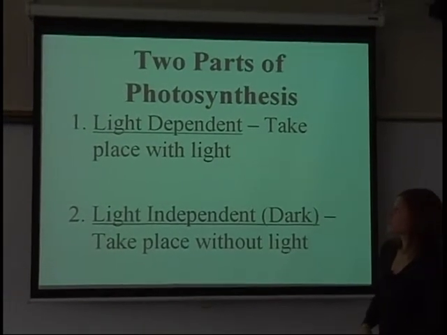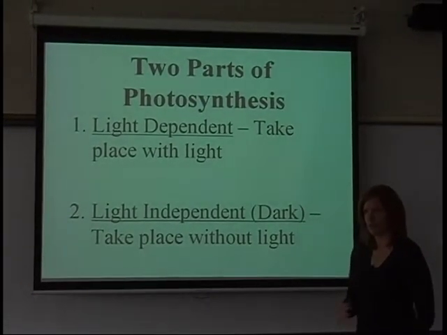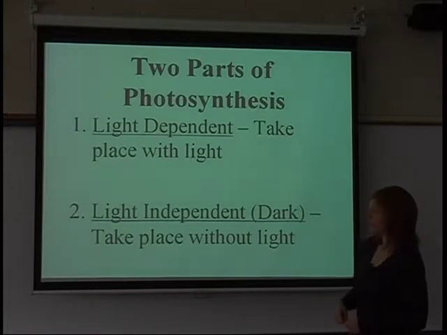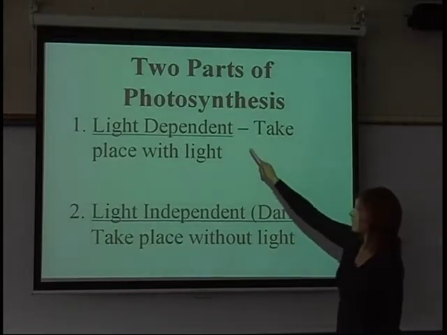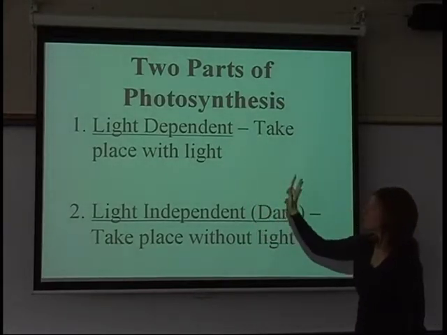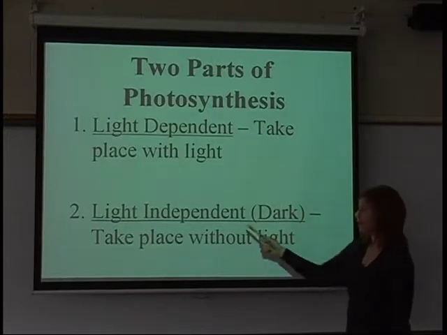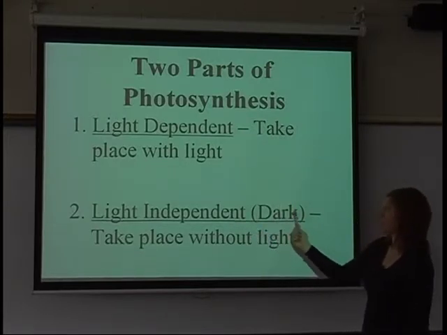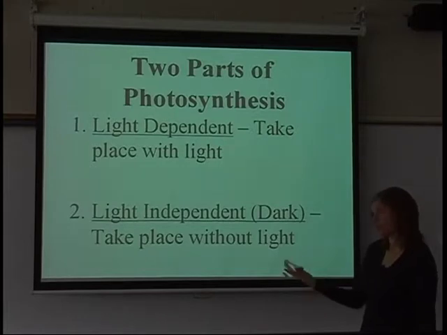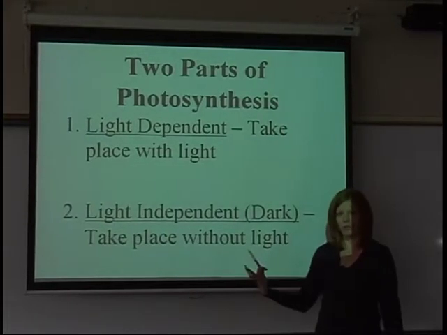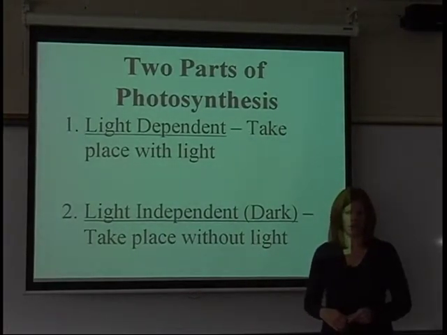In photosynthesis, there's two parts that actually make the photosynthesis occur. Number one, you have light-dependent reactions that take place with light, and then you'll have the light-independent reactions, sometimes called the dark reactions, which take place without light. And we'll go into what goes on with each one of those reactions.